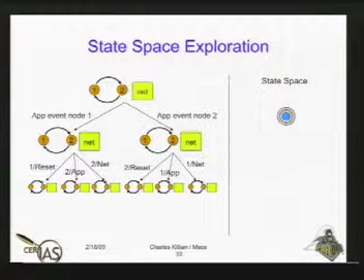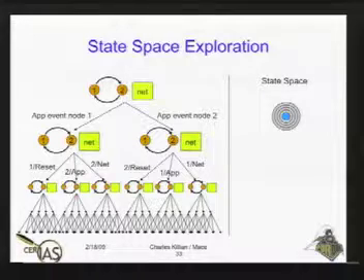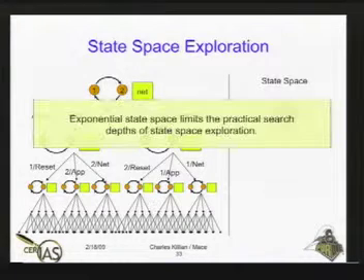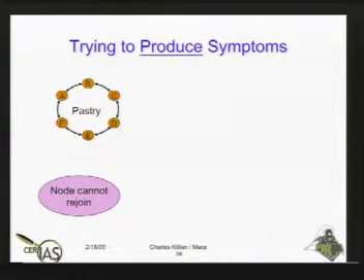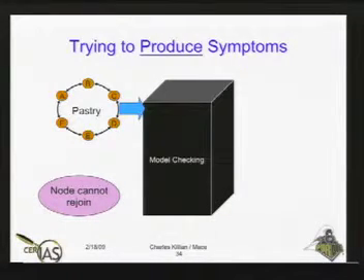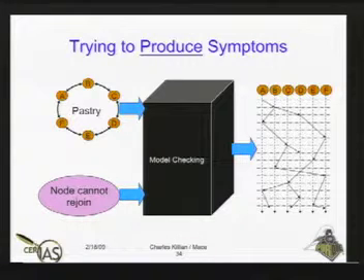Now, of course, you can see that as the execution length grows, the state space will expand exponentially. So we will not be able to systematically explore the entire state space of a system like Pastry, because the state space is far too large to do systematic state space exploration. So instead, we want to think about this problem. What is it that we're doing? We're trying to produce symptoms. That is to say, we have an implementation of Pastry, and we have a symptom: the node cannot rejoin. We'd like to pass these two things to the model checker and have it output an execution that exhibits the symptom.